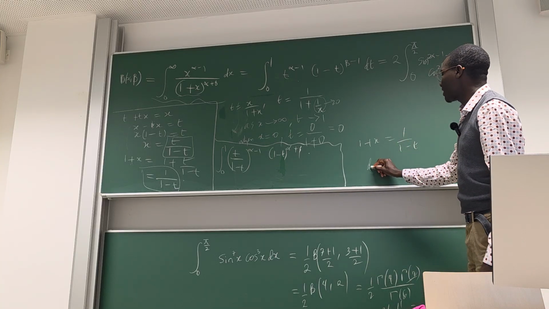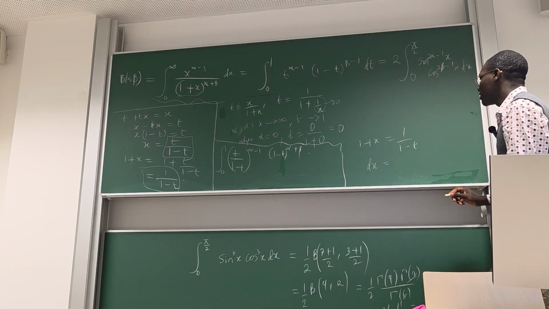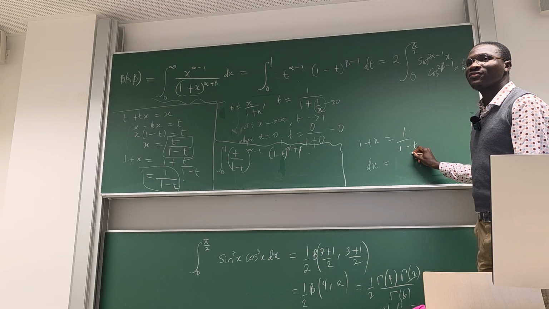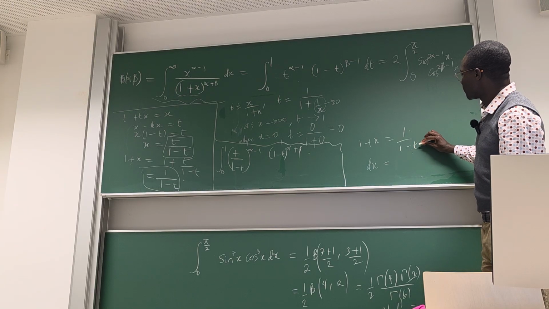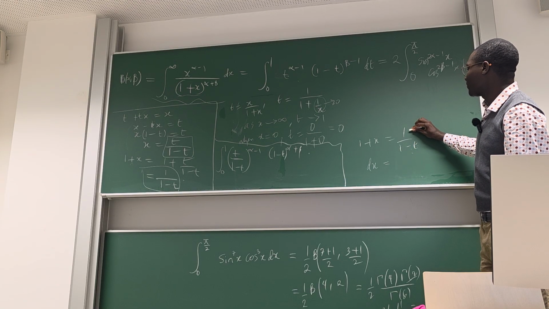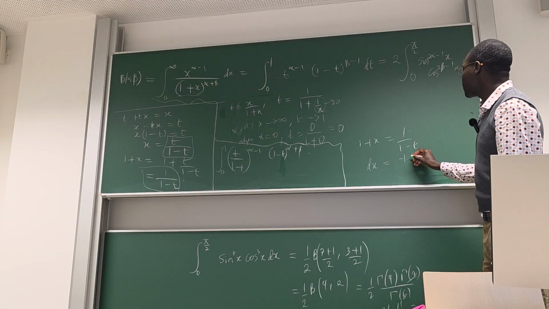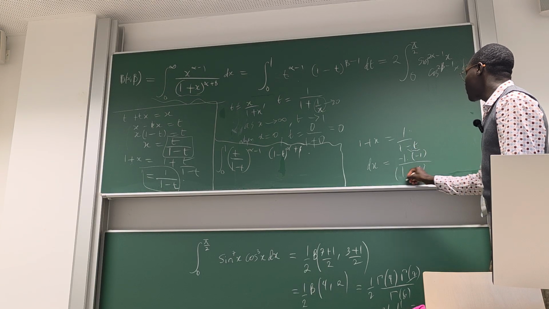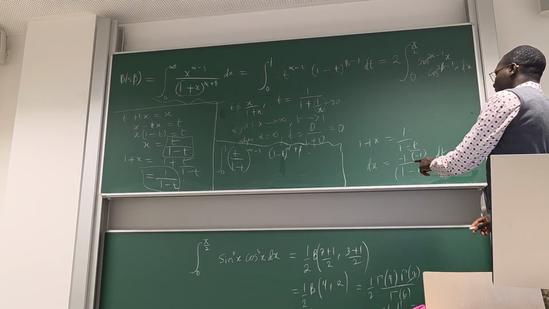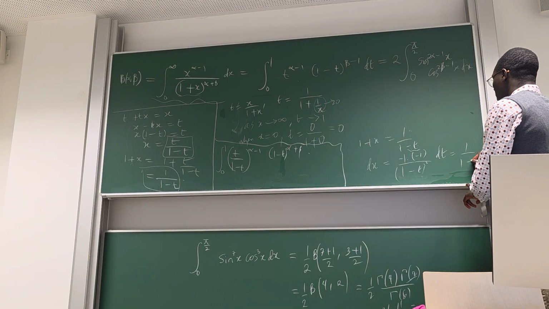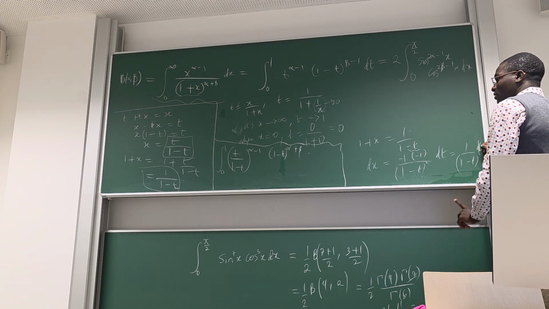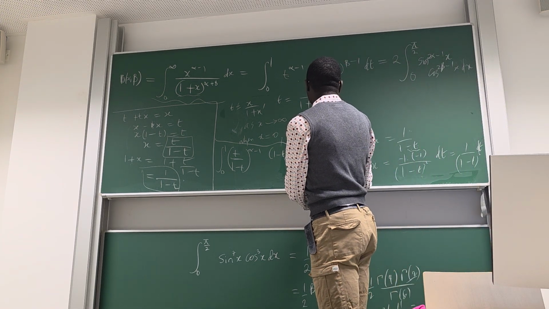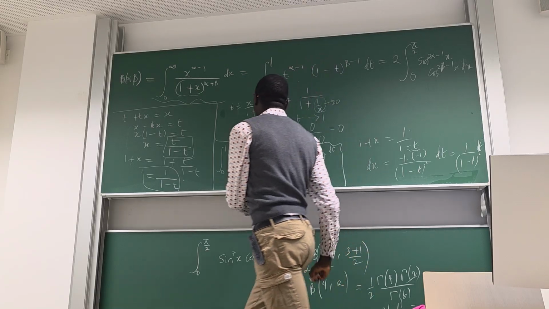When you differentiate both sides, you would have dx equals, using the quotient rule, v du over dx minus u dv over dx over v squared, and this is this times 0. When you differentiate minus 1 over 1 minus t, you have minus 1 divided by 1 minus t squared dt. So dx is just 1 over 1 minus t squared dt. And what happens here?